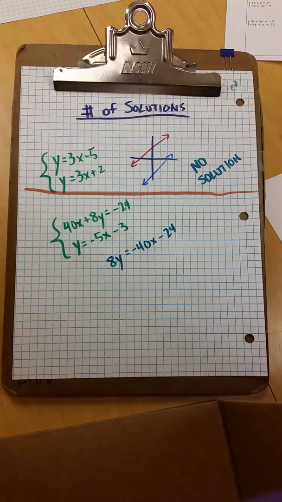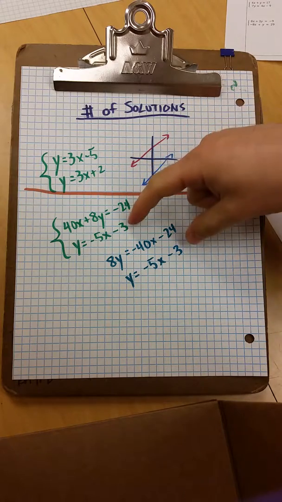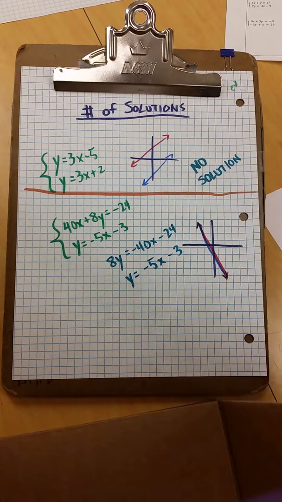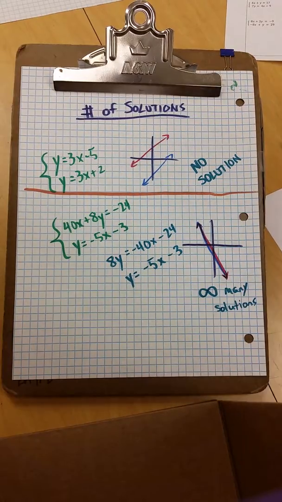Then we divide everything by 8. Here we realize that the top equation is identical to the bottom equation. Both graphs would overlap in the same line, so this system has infinitely many solutions.